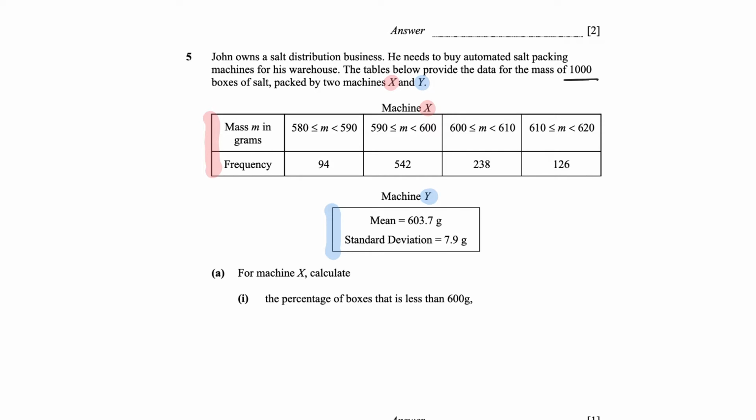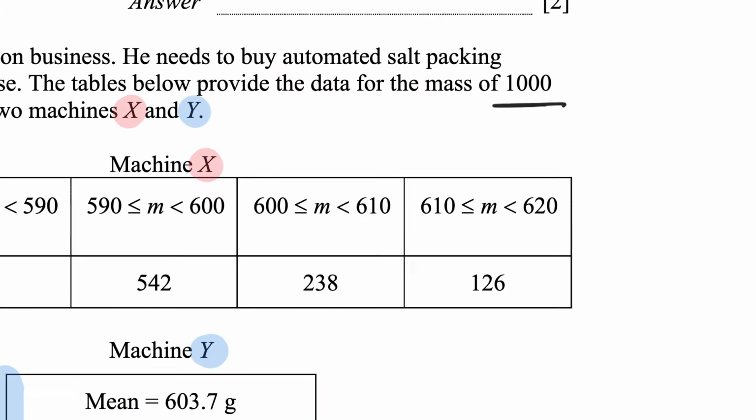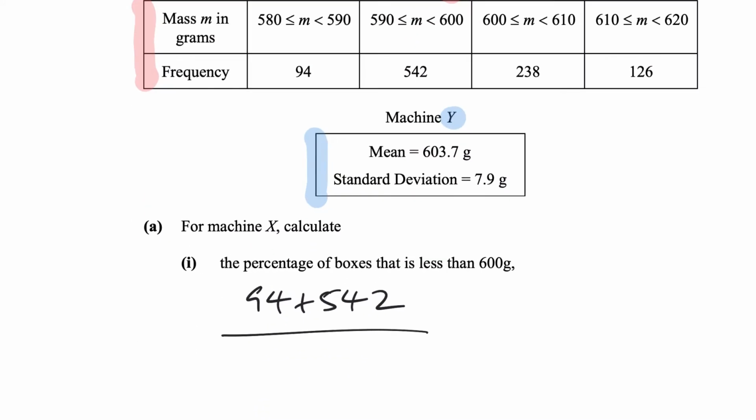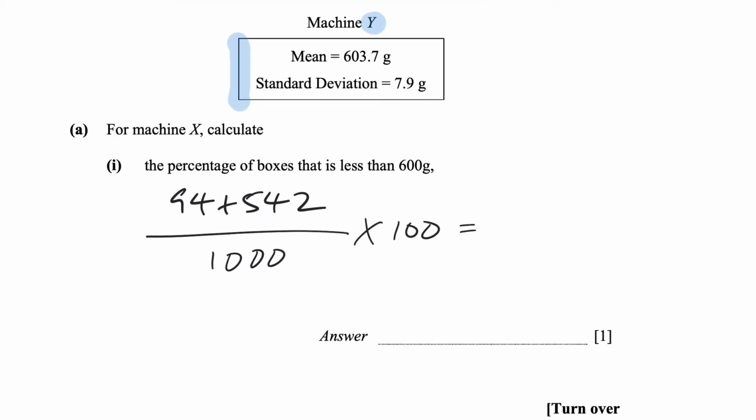They say percentage of boxes less than 600. So these are the boxes that are all less than 600, right? From here onwards, it is greater or equal to 600. So we only care about these two numbers. We say the total number of boxes that are less than 600 divided by the total number of boxes overall, and of course, we find the percentage. You key all of that in, you should get 63.6%.